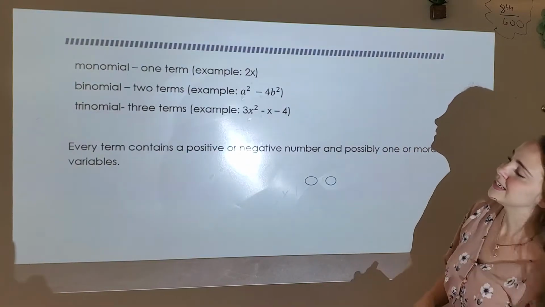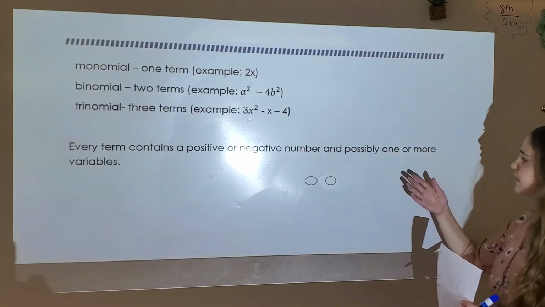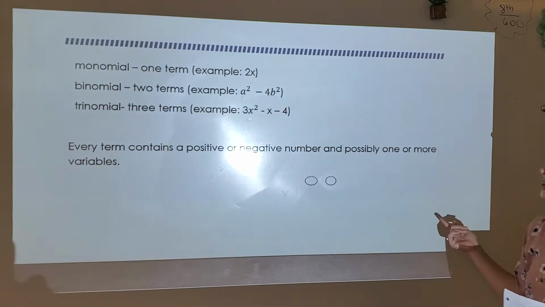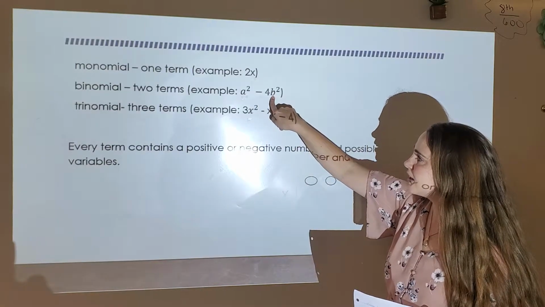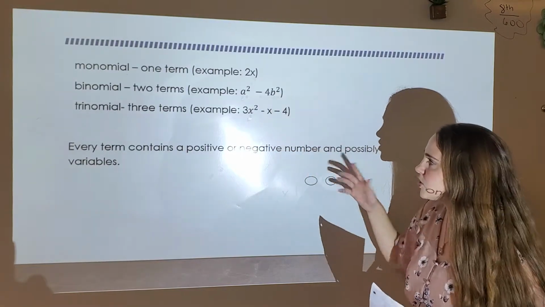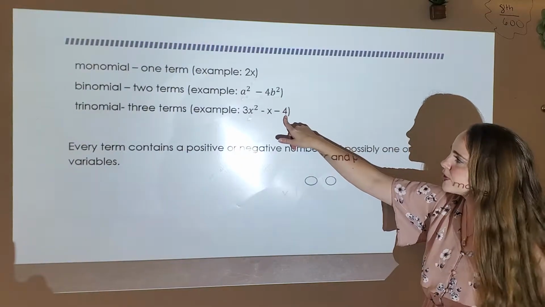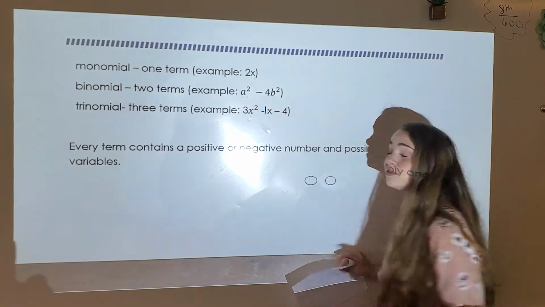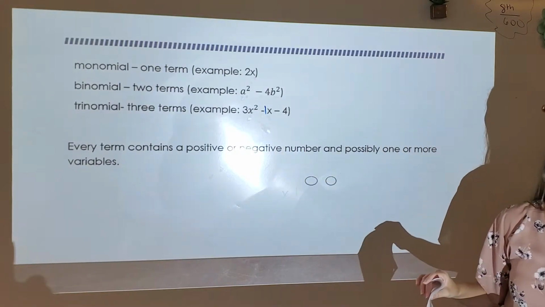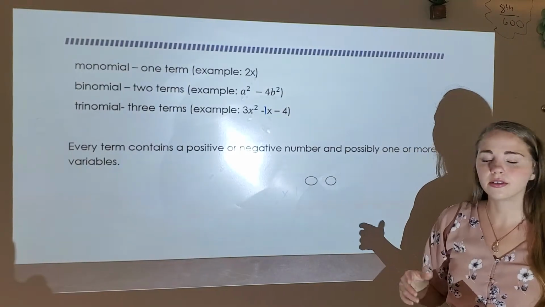Every term contains a positive or negative number and possibly one or more variables. So as you see here, we have one variable, and so on and so forth. Do you see here there's no variable? That's okay. Right here, there's no number, but really we have a 1, because there's always an invisible 1 in front of every variable. So we'll look at it a little bit more. Next.